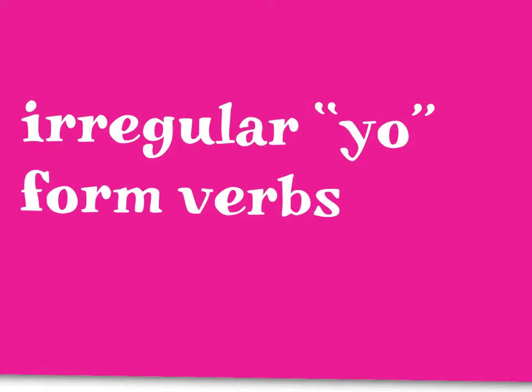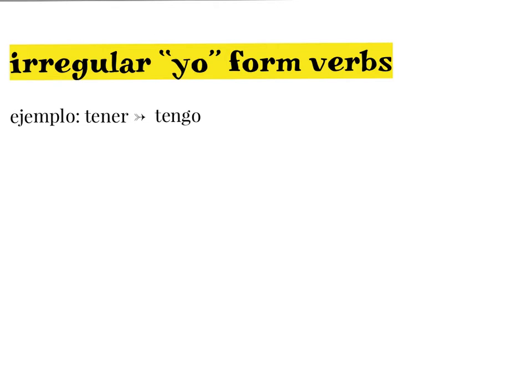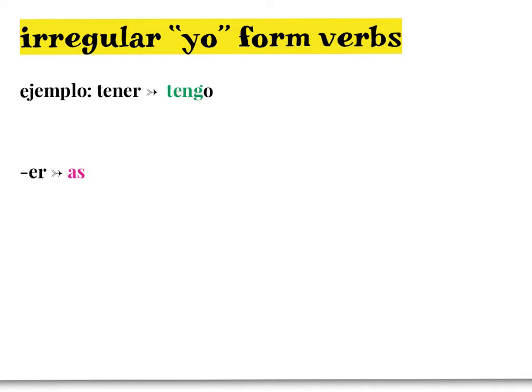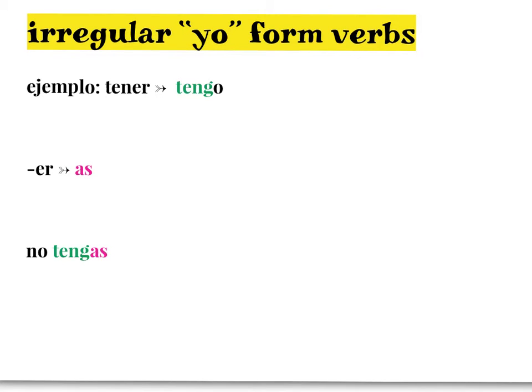Let's talk about irregular yo form verbs. Tener es un ejemplo. Tener is an example of an irregular yo form. In the present tense, we say tengo. With all irregular yo form verbs, what you do is you take the yo form of the verb, so tengo, that's our root. It's not ten like it was for the other verbs. So teng, then you drop your O and you add your opposite ending. AS is the opposite of ER, just like how we talked about a couple slides ago. So your final verb will be no tengas. Let's do another ejemplo.